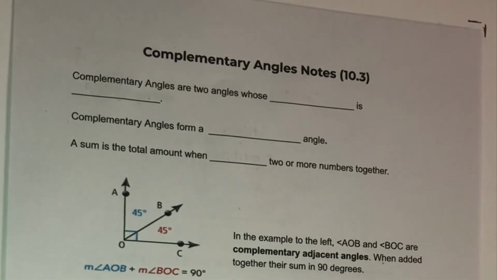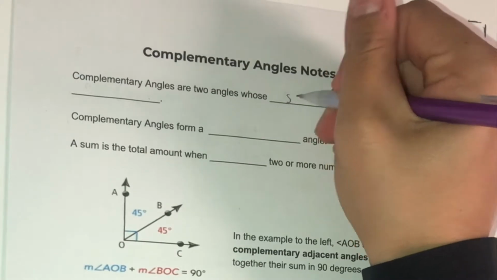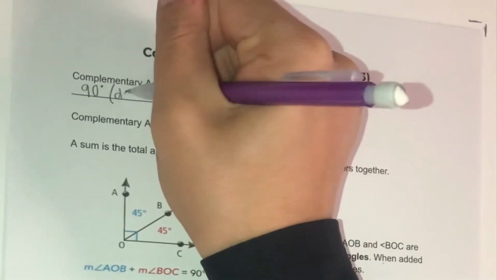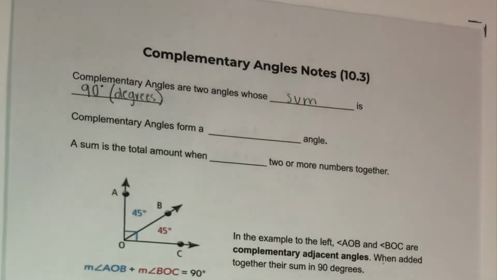Yesterday you looked at complementary angles with Miss Christensen, and today we're going to be talking more about complementary angles and looking at our notes. So, to start off, complementary angles are two angles whose sum is 90 degrees. You can put the degrees symbol or you can write the word degrees. It doesn't matter. I put both, just so you know.